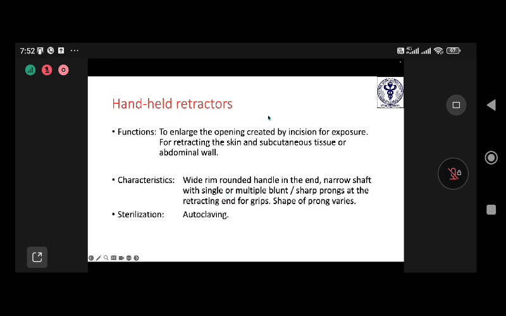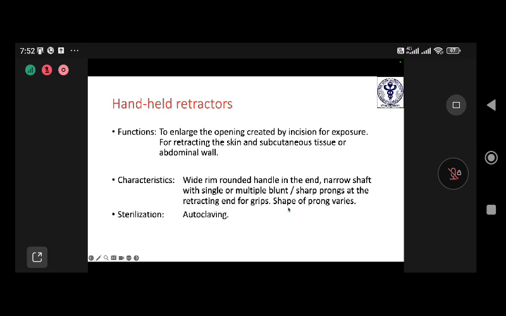Now there are handheld retractors. This was about the ringed instruments, used to hold the tissue. Now, what is there to retract the tissue? Essentially there are some handheld retractors and some self-retaining retractors. The basic function is to enlarge the operating space. The opening which you have made through the incision can be enlarged or retracted to give you a larger working space, for ease of working. It can be used for retracting anything: skin, subcutaneous tissue, the abdominal wall or even the chest wall.